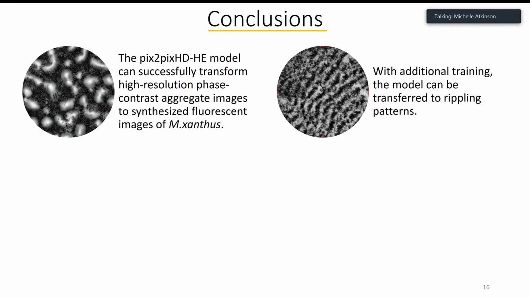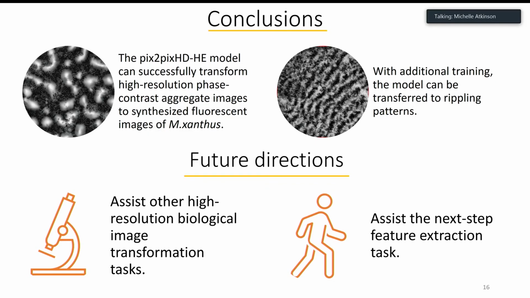In conclusion, our model can successfully transform high-resolution phase contrast aggregate images to synthesized fluorescent images of Myxococcus xanthus, and with additional training, the model can be transferred to rippling patterns. As a further direction, our model can assist other high-resolution biological image transformation tasks. And it can also help us with the next step, the feature extraction task. And that's all of my presentation today. Thank you.